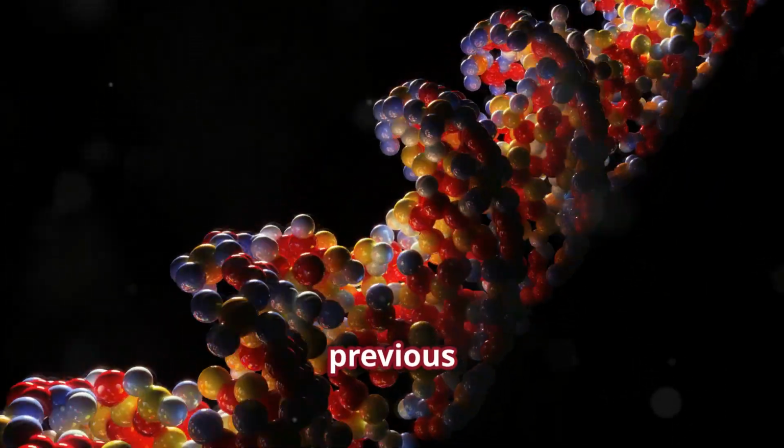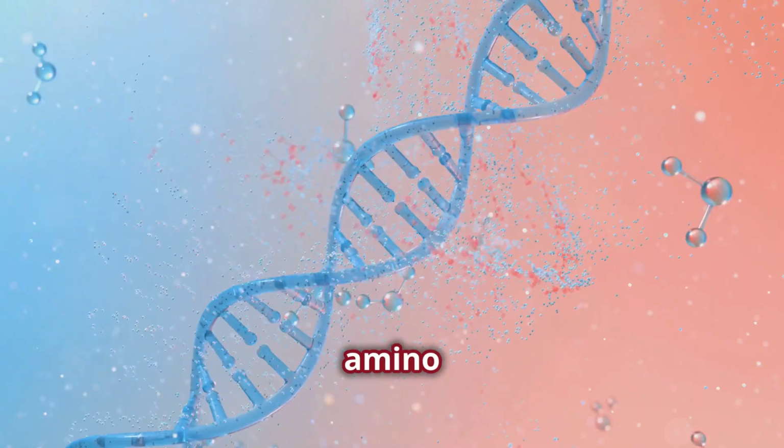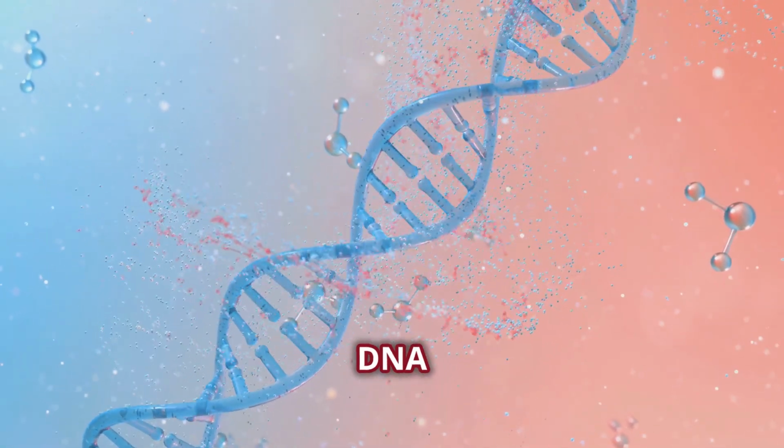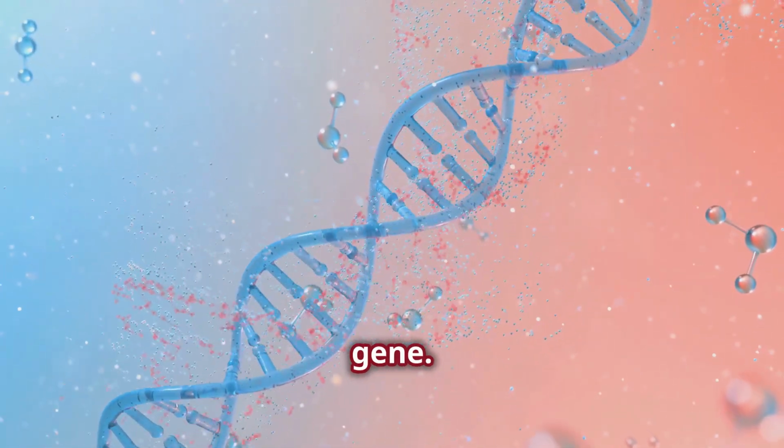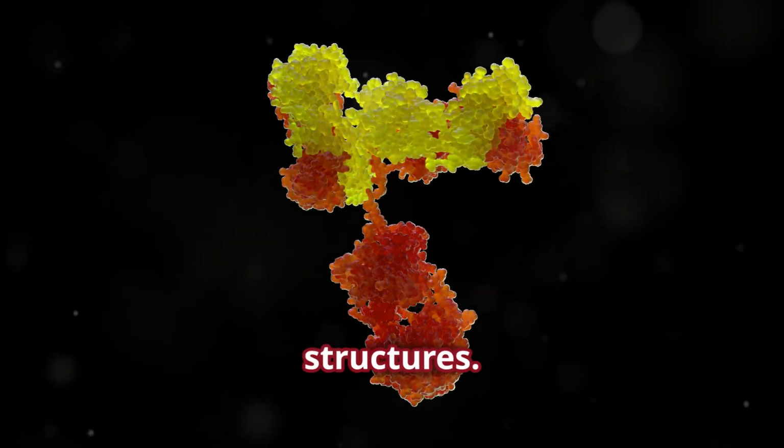As mentioned in the previous video, these biological polymers are made up of long chains of amino acids coded for by DNA nucleotides in a gene. Each amino acid sequence is unique, leading to a vast array of protein structures.